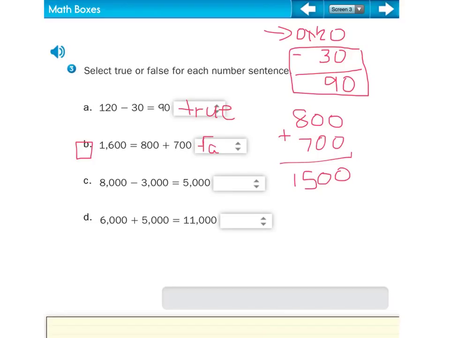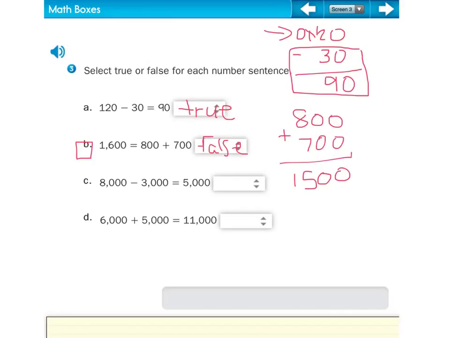That would be false. Here's what I like to see as your teacher. I like to see that work. Okay, you need to get in the habit of showing your work. Because if I say to you when I help you check this, well, if it's not 1,600, what is the answer? And if you don't have anything written down, you wouldn't know. So put it in the margin. That's why that space is there. Okay, so 1,500 is actually the answer for that.